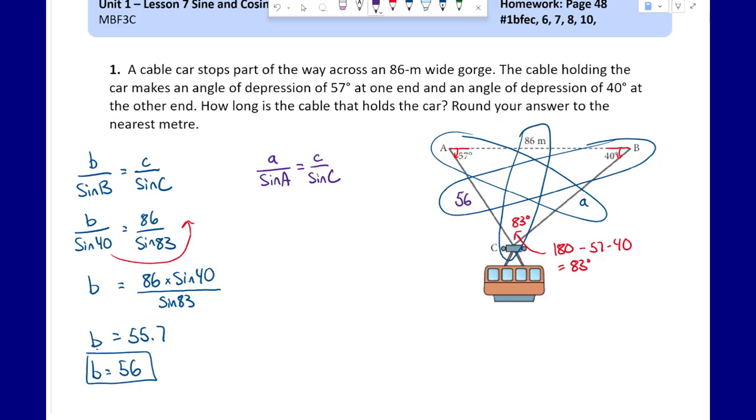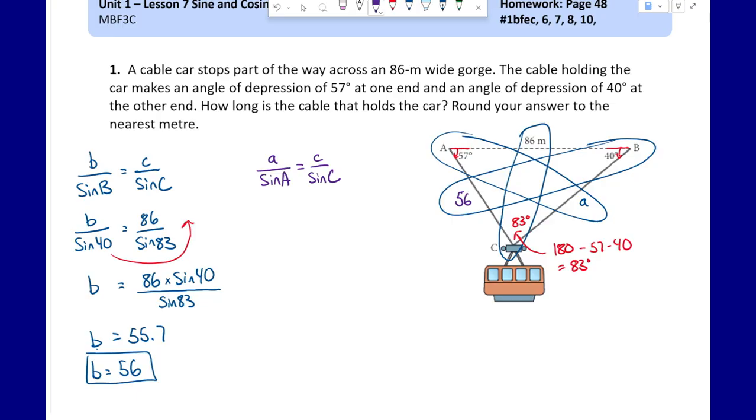I technically could use the B pair because I do know angle B and I do know side B, but I would stick to using C because we're pretty confident we know what those values are. There shouldn't really be much of a mistake in finding that missing angle, and that side is already given to us. So we're pretty confident with knowing what those measurements are. There could have been an error when we calculated this side length of 56. So I'm going to stick to using sides that I know are correct.